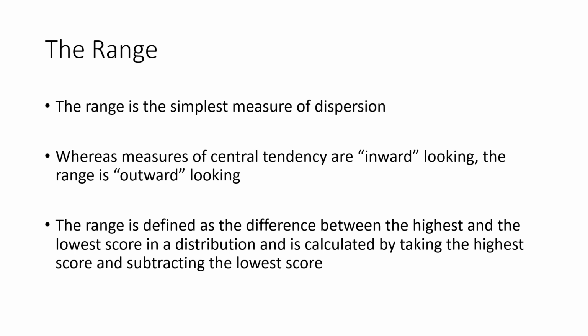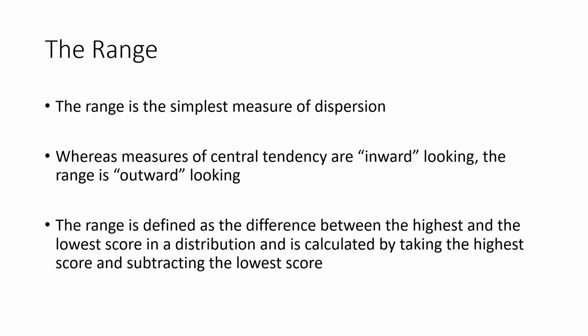So as you recall, in the previous lecture, we talked about measures of central tendency. And I described measures of central tendency as inward-looking statistics, right? They sort of look inside a particular variable, towards the middle. In this lecture, we will be focusing on measures of dispersion, and I've described these as outward-looking statistics. So they start from the middle, and then they move out towards the extremes, towards the more extreme scores.